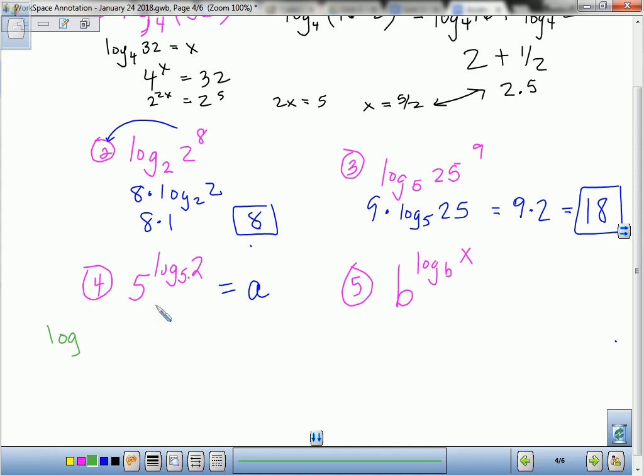What is the base in here? 5, of the answer, equals the exponent. What is the only thing A can be? 2. So this craziness is just 2.